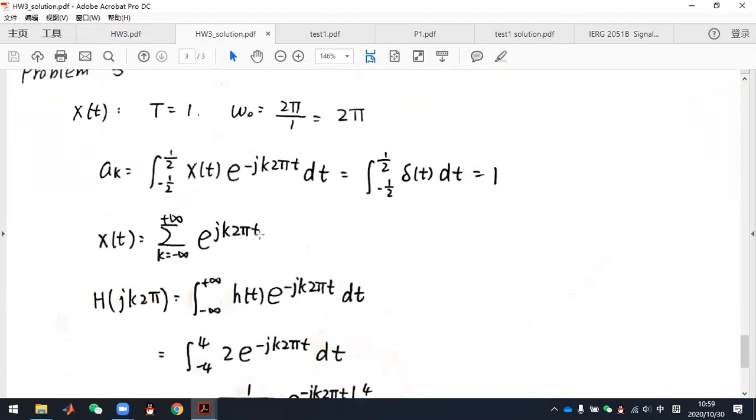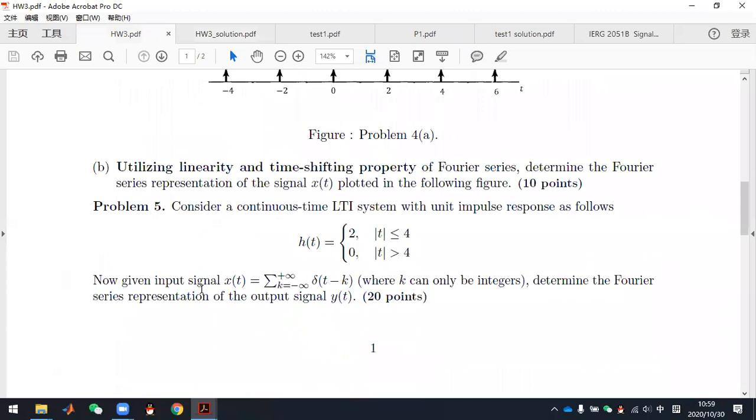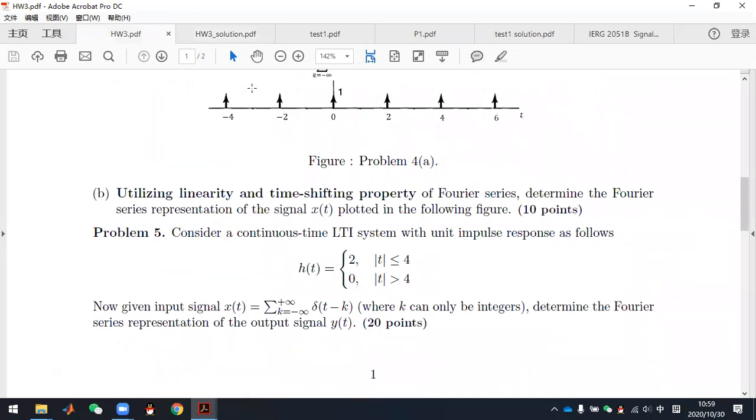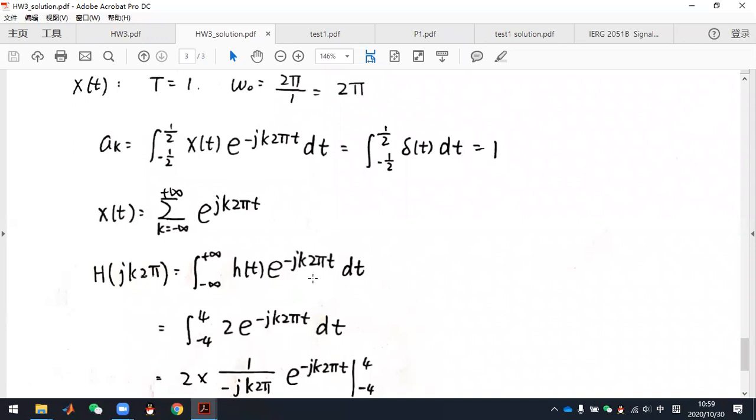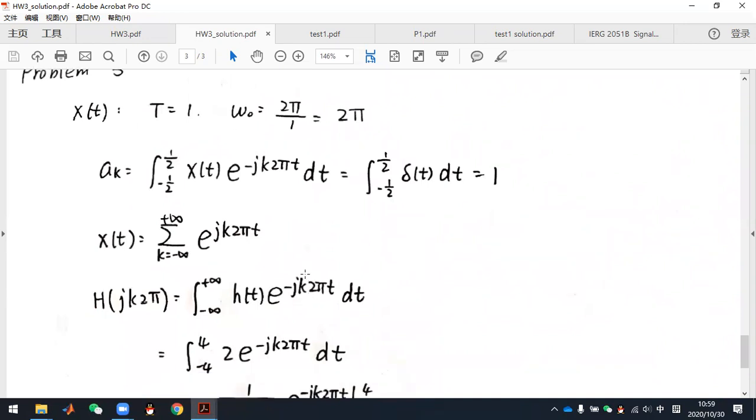Then we need to calculate the frequency response of the system. It is the integral of h of t exponential minus jk 2 pi t dt. Here I substitute omega with k 2 pi, because in this signal we can only take the value of omega as k 2 pi.